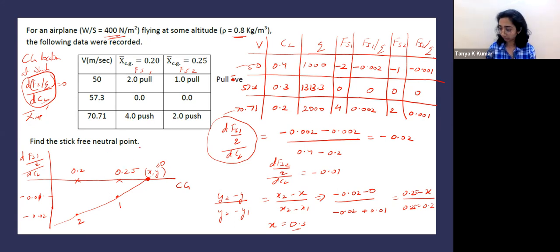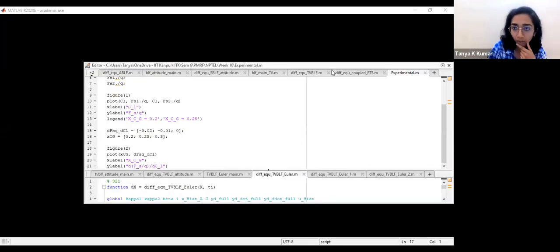Okay. So I've just written a simple MATLAB code. I'll just show you. Just a minute. Okay, 1 minute. I'll have to show you the plots as well.